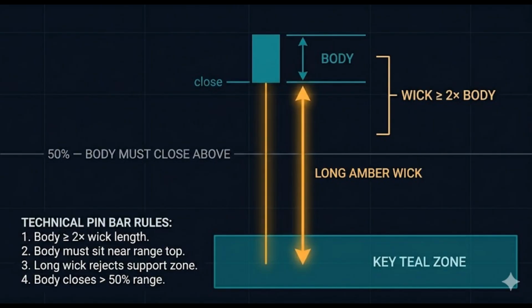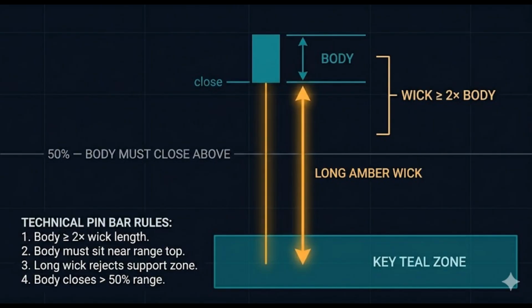Pattern 1, the pin bar. A pin bar is a single candle with a wick that is at least twice the length of the body, with the body closing in the upper half of the candle's total range for a bullish setup. The wick is the story. It represents price being pushed into the zone, testing institutional levels, and then being rejected. The small body near the top tells you that by the time the candle closed, buyers had completely overwhelmed the sellers who drove price into the zone.